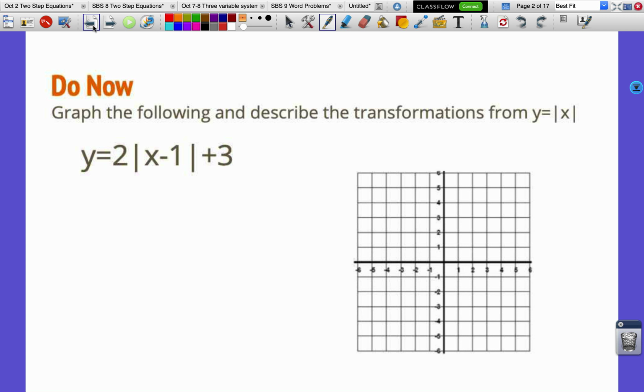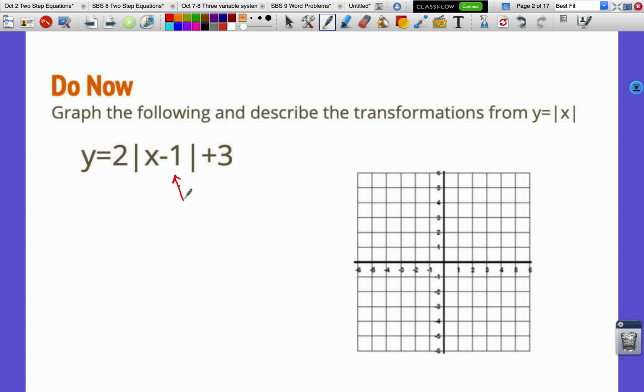So I want to graph the following and describe the transformations on y equals the absolute value of x. This is a unit 1 topic, but what we'll see is that vertex form of a parabola is very similar to this. So first I'm going to describe those transformations.